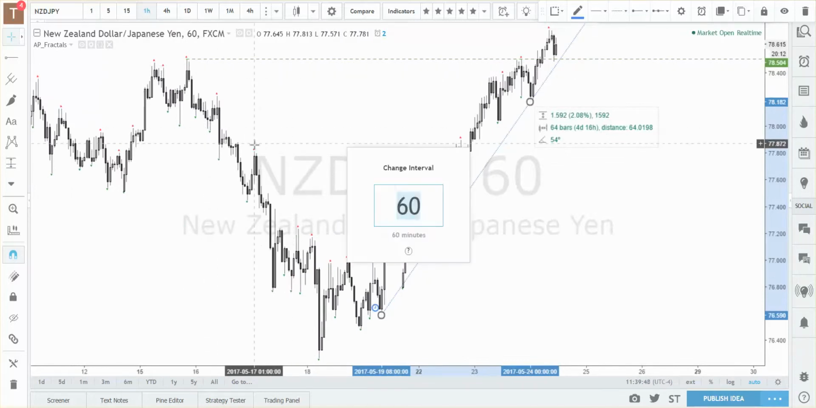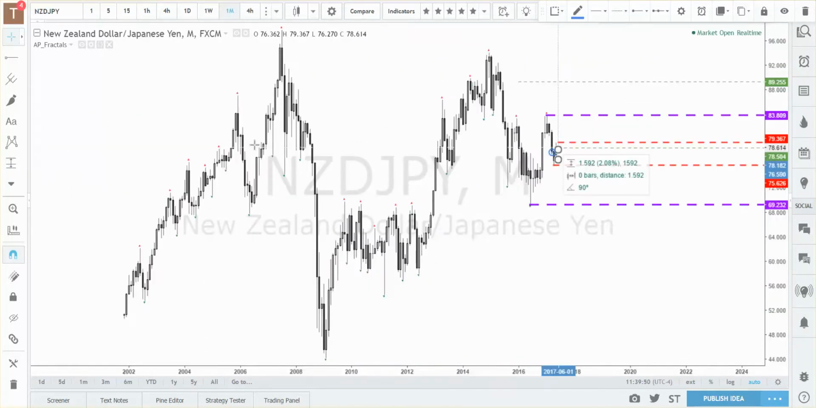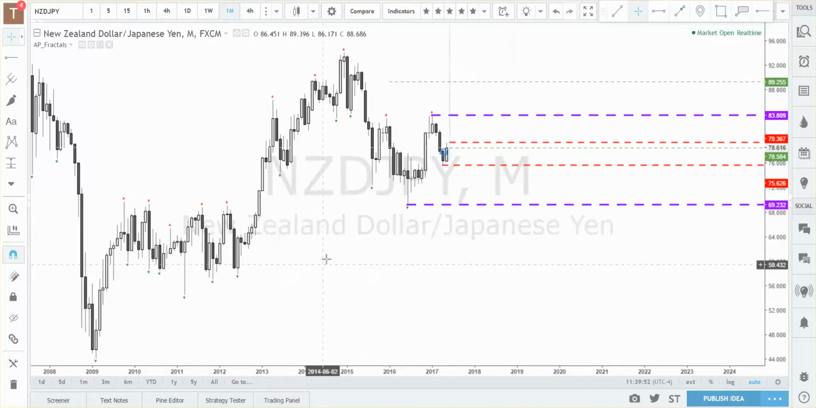And what I do is I start from a higher time frame. Let's say this New Zealand yen monthly time frame, and I look for the most recent fractals on the monthly time frame that have not been hit. So this one up here at 83.80 and this one down here at 69.23. Those are the fractals on the monthly time frame that I'm super interested in. It's going to hit these two before it hits any other fractal on a monthly time frame.